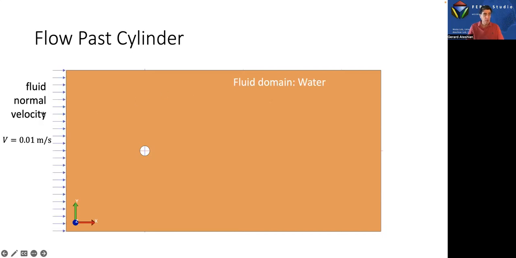We're going to prescribe what is called a fluid normal velocity load in FEBio for prescribing a velocity of 1 centimeter per second at the inlet. We're going to let the fluid pressure be 0 at the outlet, which in FEBio means prescribing 0 fluid dilatation. We're going to provide a no-slip boundary condition for the fluid velocity on the cylinder.